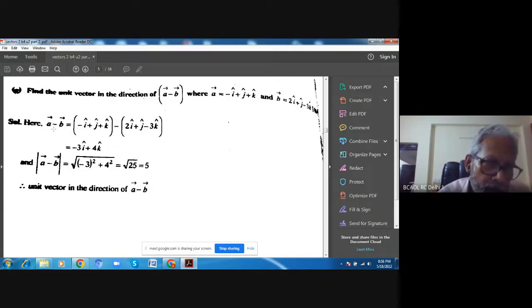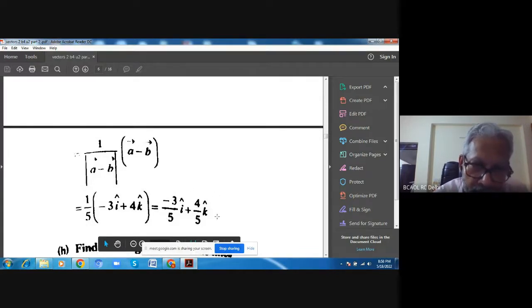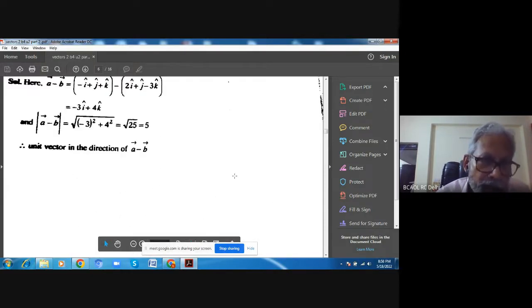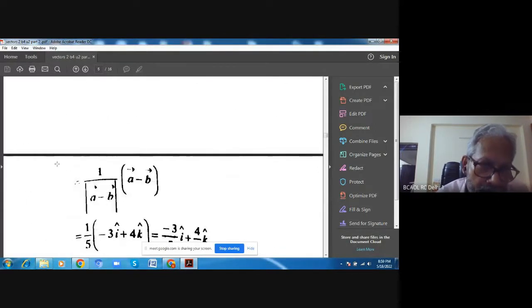These two things are required in the formula, this part and this part. So if we divide this part, I will get it. Only these two parts are required. So this is your formula answer. This is your answer in the case of a unit vector. The question is about a unit vector in the case of directions. In that case the formula is this: a vector minus b vector divided by the magnitude of a vector minus b vector.